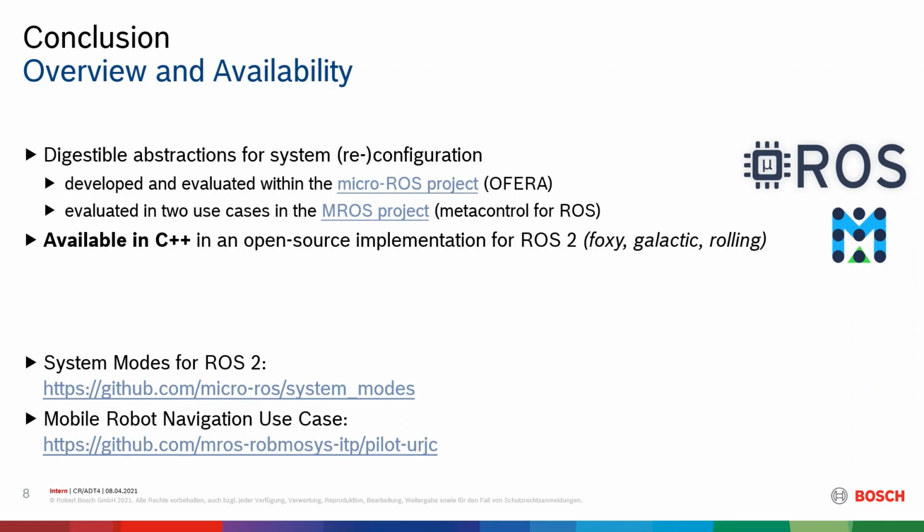To sum up, we presented the system modes concept that is intended to allow further decoupling of the deliberation layer and skill layer of a robotic system by introducing abstractions for configuration and reconfiguration of robotic systems. The concept was developed and evaluated in the publicly funded MicroROS project and evaluated in 2 further use cases in the ROB-MOSES project MROS. The concept is available open source as a C++ implementation for ROS2, released for all 3 recent ROS2 distributions.